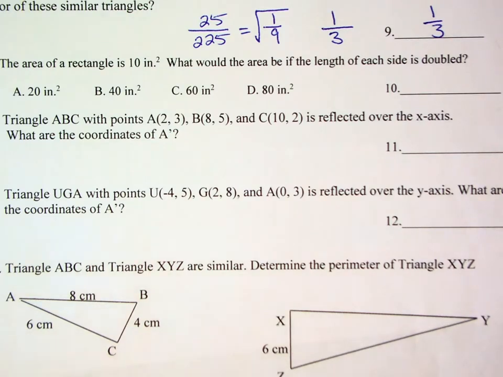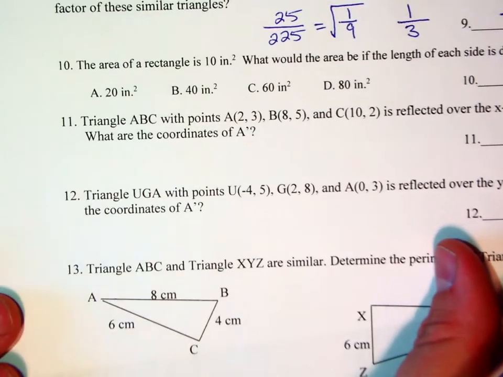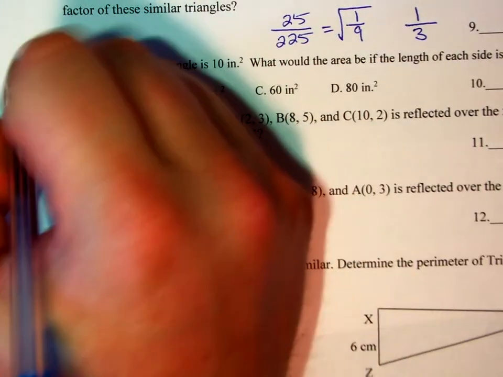Problem number 10. The area of a rectangle is 10 inches squared. What would the area be if the length of each side is doubled? Well, I'm going to give you a nice little shortcut to make this easy for you to figure out.